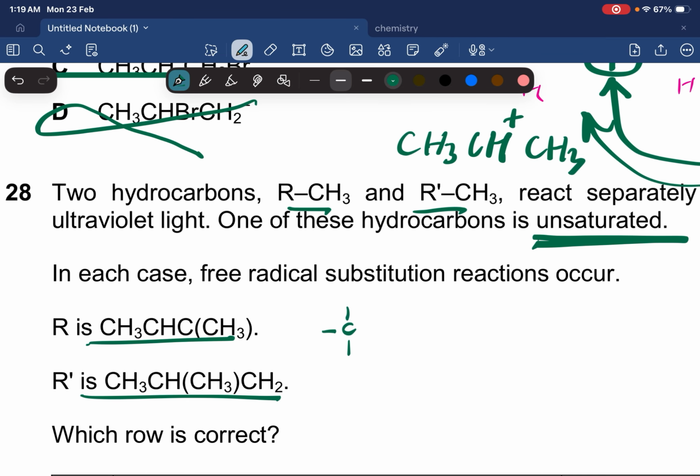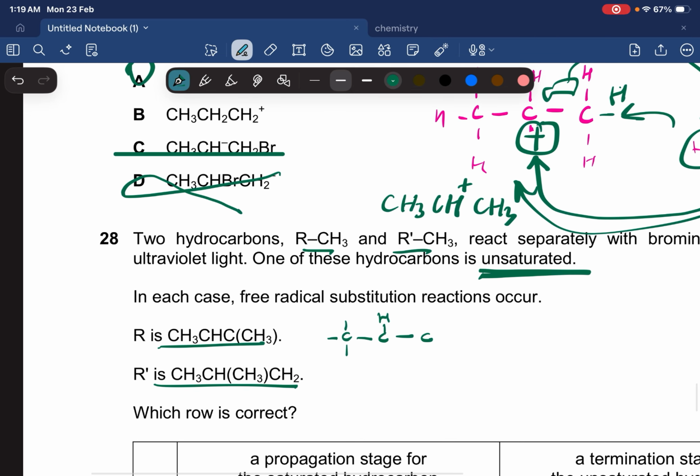We have a CH3 and then we have a CH and then a C. There's a CH, and you know that there's a CH3 attached to it at the end. So CH3, and there is a CH3 over here. So this definitely, the R is going to be the saturated one. As you can see, there's no carbon-carbon double bond.